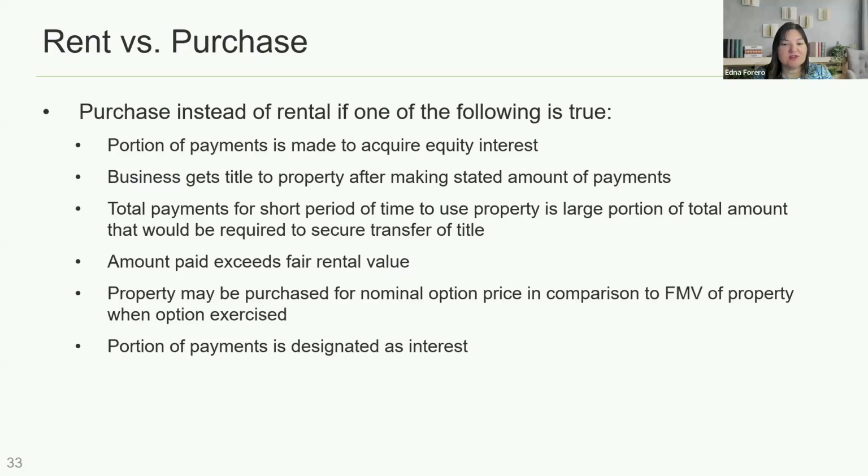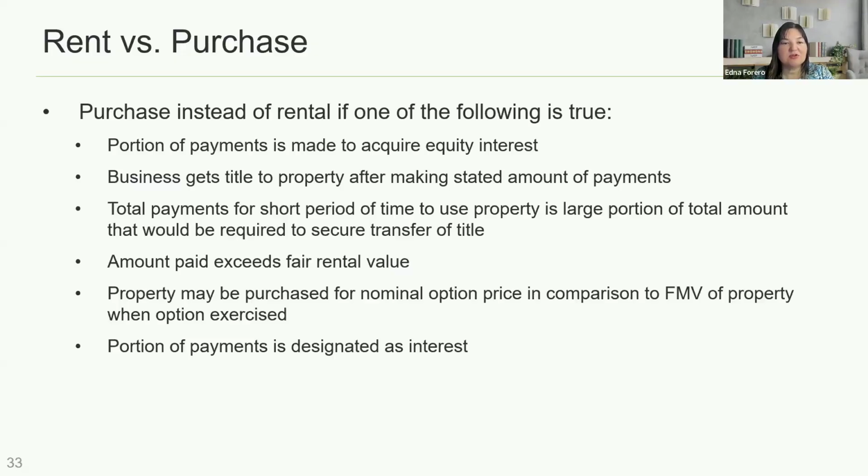So we've learned whether or not the terms are under a sales contract or under a rent-to-own option. So if that's the case, we want to look at what items are listed there. Is a portion of the payments going to the equity, going to purchase the item, like the principal, for example, like we see with a loan? Does the business get the title to the property after making a certain amount of payments? So they've agreed on purchasing that item 6 months from now or 12 months from now after they've paid off that amount that they've been making in payments.